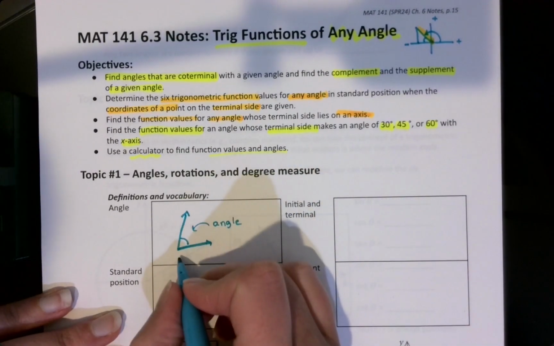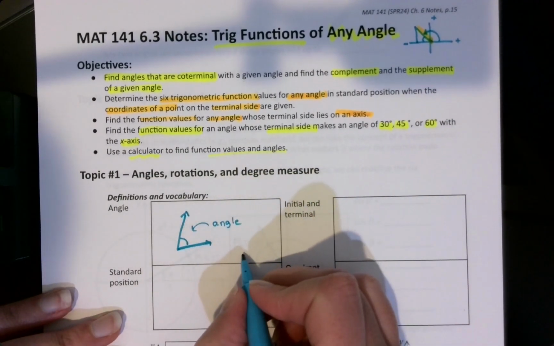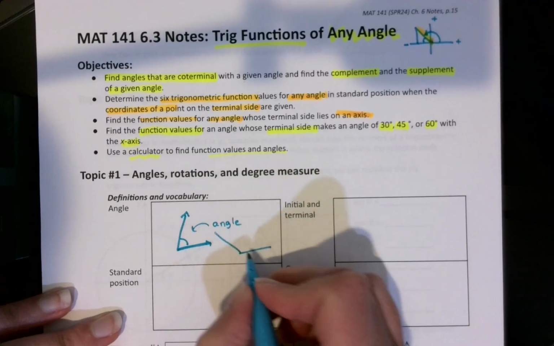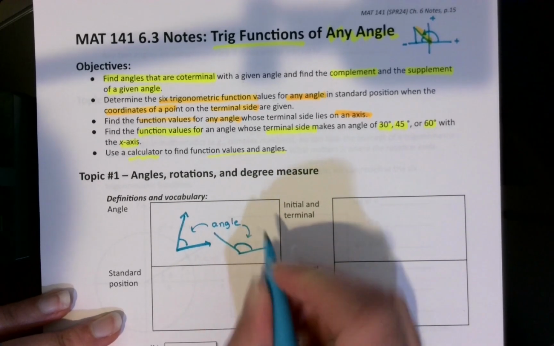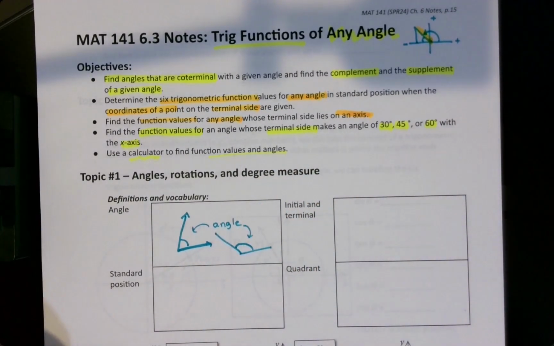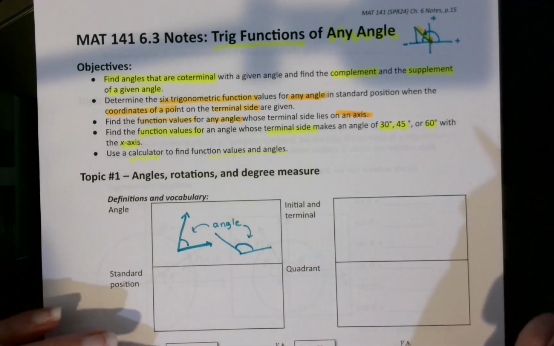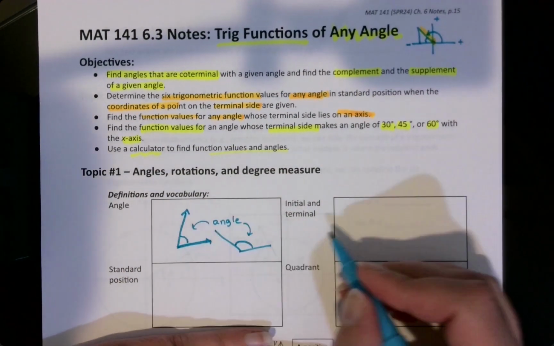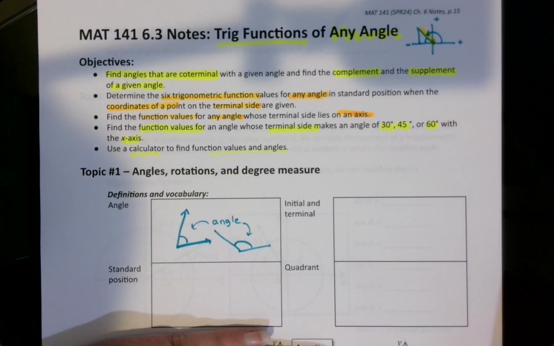And we can have angles that are acute, less than 90 degrees. And we can also have angles that are obtuse, that are more than 90 degrees. And we'll be able to work with all types of angles coming up in this section. All right, on to the initial and terminal side right here.